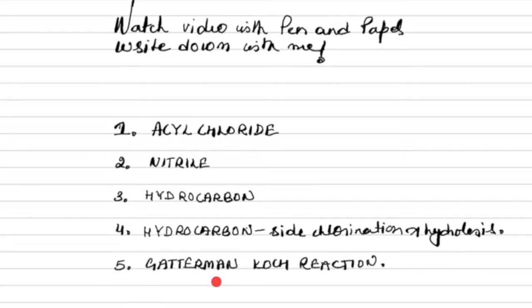Please note their names. So I'm going to prepare aldehyde by acyl chloride. Then I'll be preparing it with nitrile. Then the following two are with hydrocarbon as the main substrate. Here I'll be using chromium chloride as reagent. And then the second time, the same hydrocarbon I will take and I will do side chlorination and hydrolysis of that. And the fifth one is Gattermann-Koch reaction. Let's go one by one.